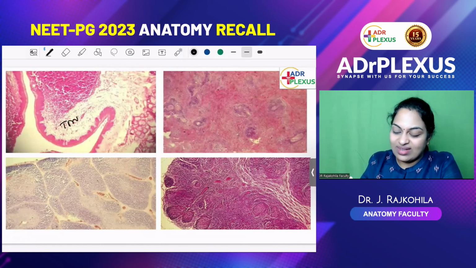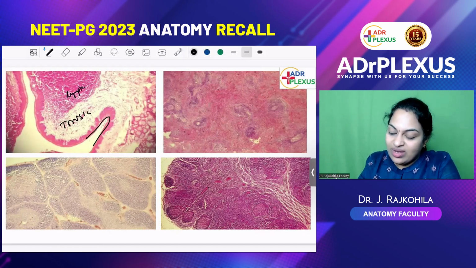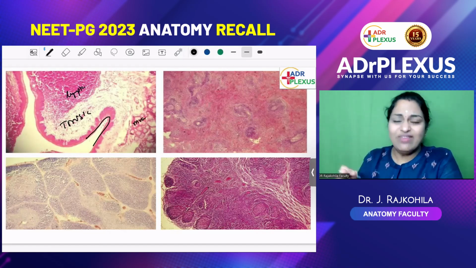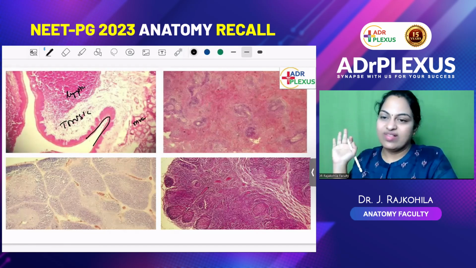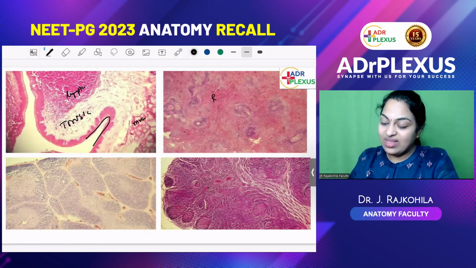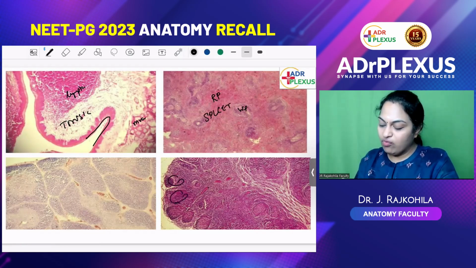This is tonsil. You see the tonsillar crypt. You get to see the lymphoid tissue. You get to see the mucus acini. These three features: it is tonsil. And here you get to see the red pulp, the white pulp. This is spleen. And here you see the lymphoid follicles, the sinus, the medullary sinus.